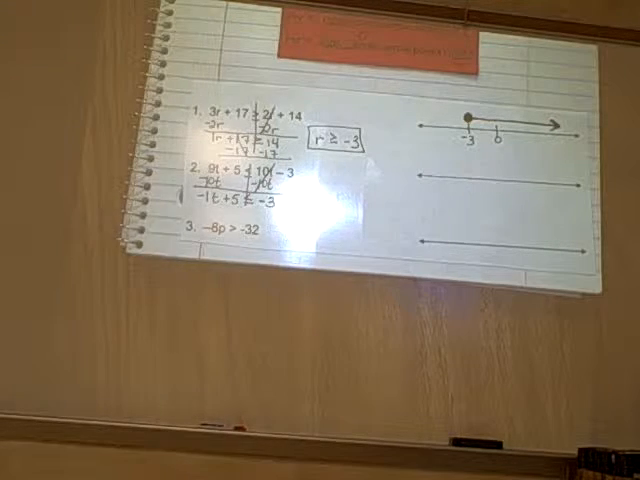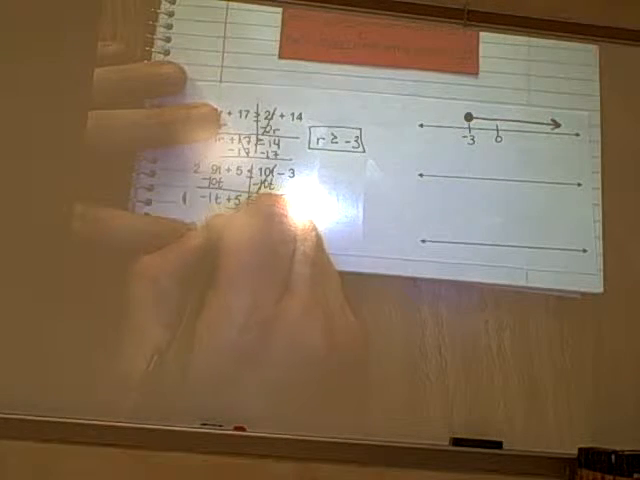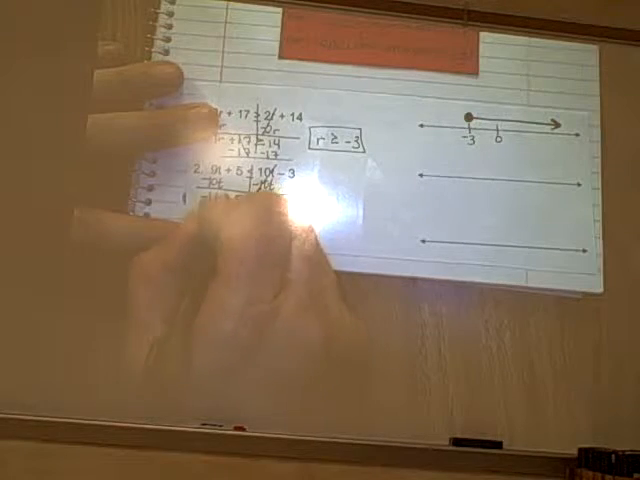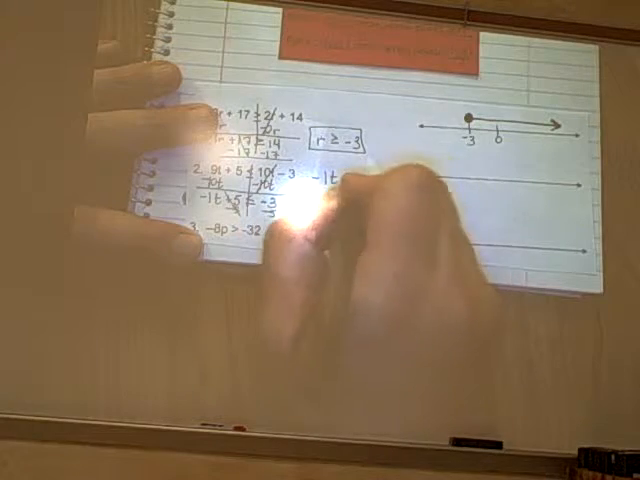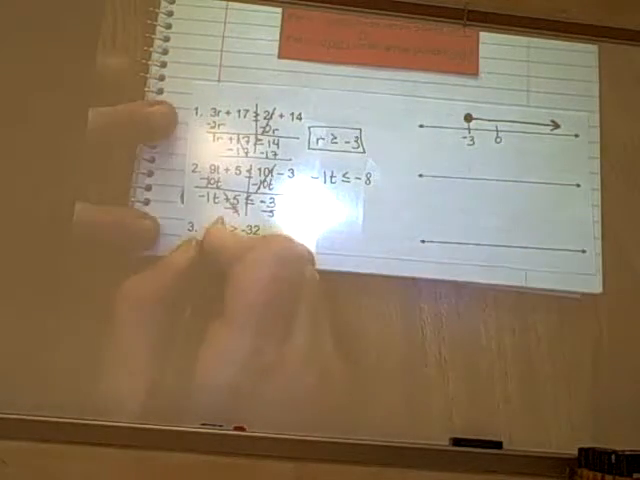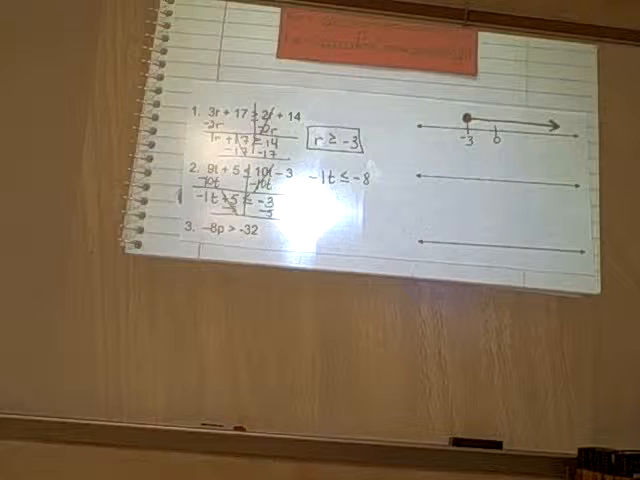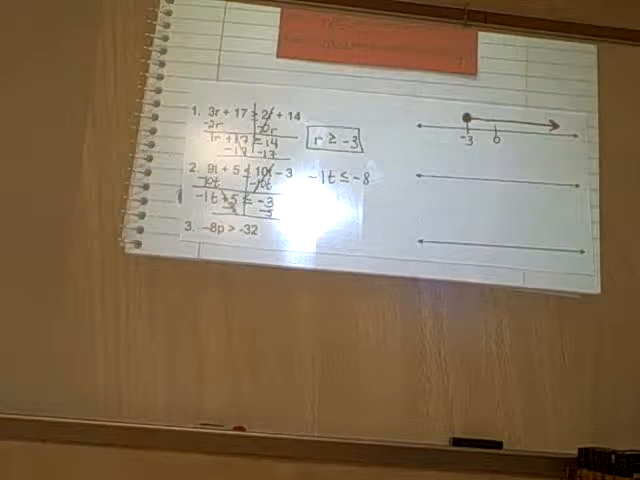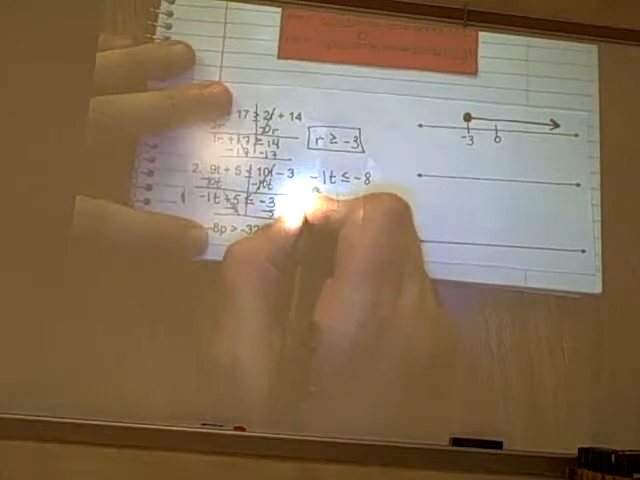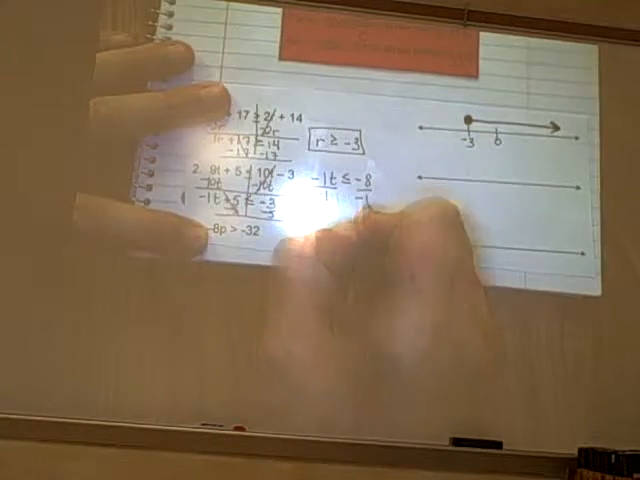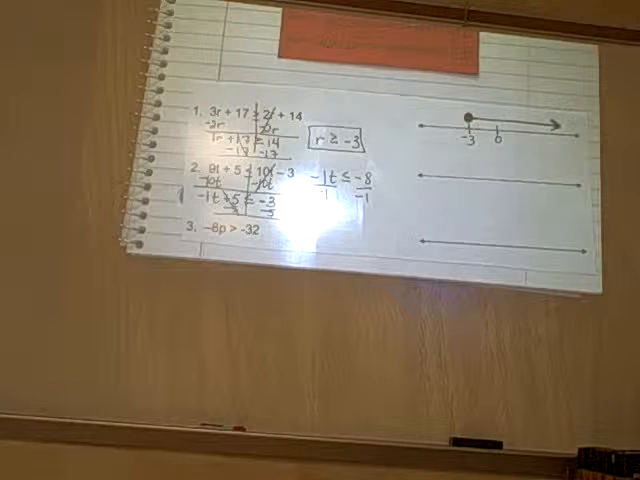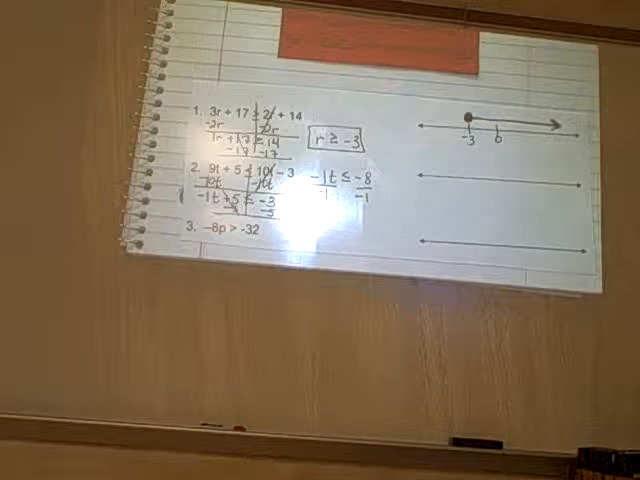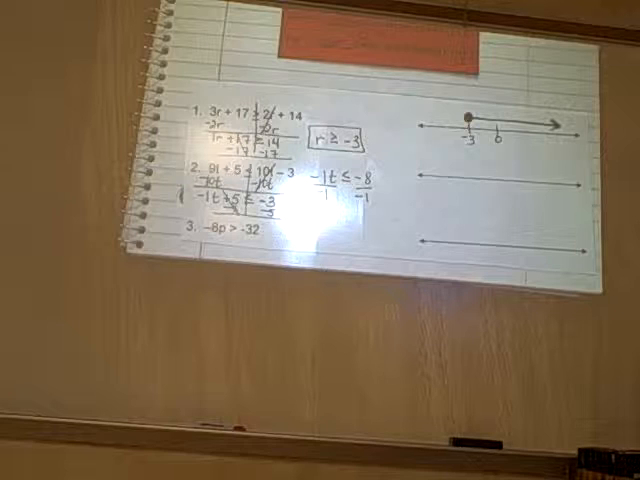Now what are you going to do? You're going to subtract that 5 over. So minus 5. So I've got negative 1t is less than or equal to negative 8. Okay, I have a negative 1 in front of my t. I need to get rid of that. So I'm going to have to divide by a negative 1, which means I've got to follow that one weird rule of inequalities. If you multiply or divide by negative, your arrow has to switch directions.